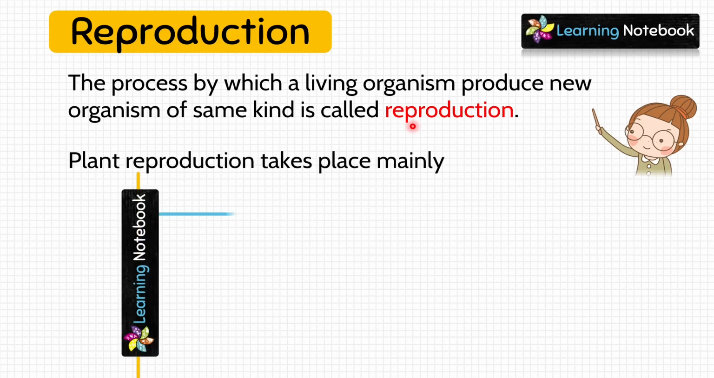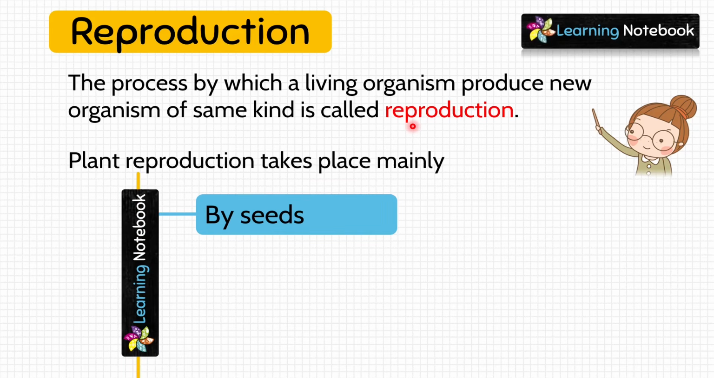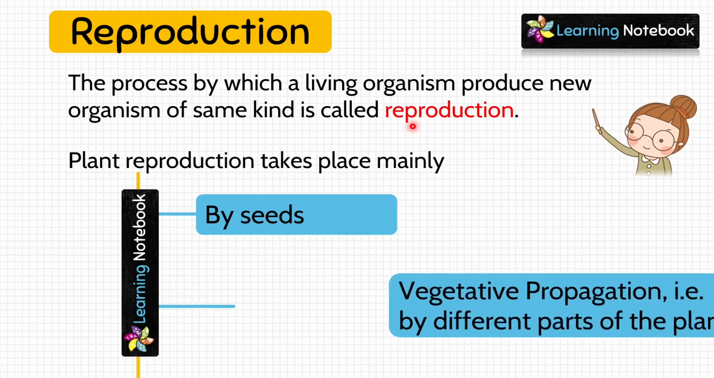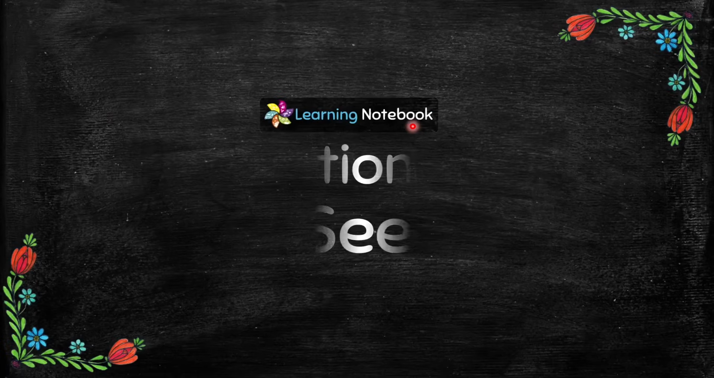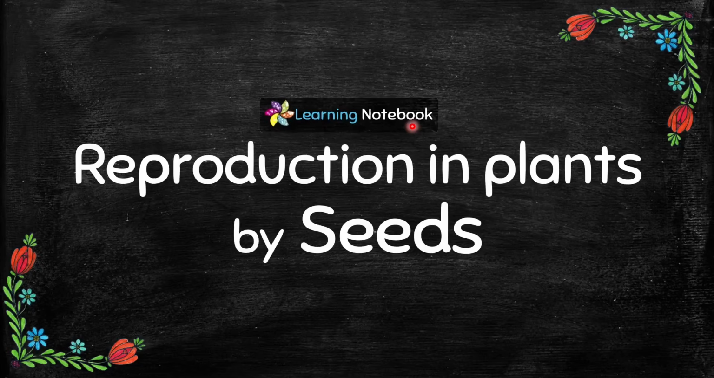Plant reproduction takes place mainly by two ways. First, by seeds and second, by vegetative propagation, that is by different parts of the plant. So first, let's understand reproduction in plants by seeds.